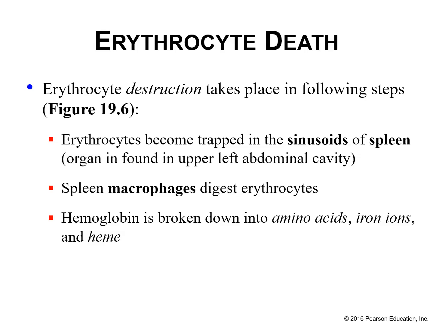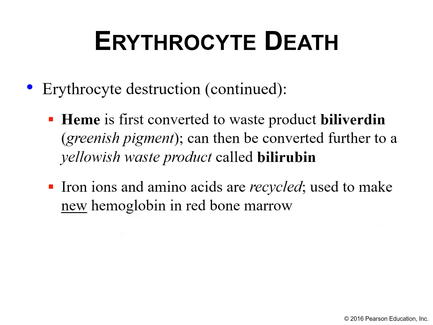Because your red blood cells only live for about 4 months, they have to be constantly replaced, and the old ones have to be broken down. Erythrocytes will generally become trapped in your splenic sinusoids. Remember, your spleen is found in the upper left quadrant of your abdominal cavity. The splenic macrophages then digest these old red blood cells, and the hemoglobin is broken down further into its constituent amino acids, iron ions, and heme product. Heme is then converted to a waste product called biliverdin, which is responsible for the greenish pigment that you see many times when a person becomes bruised.